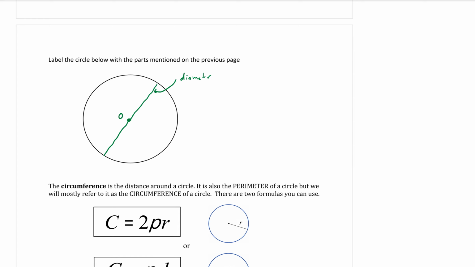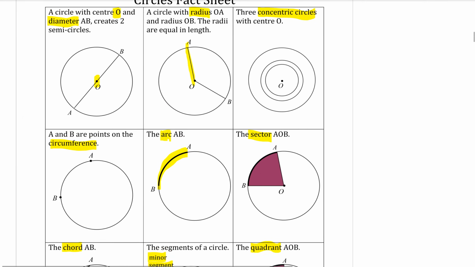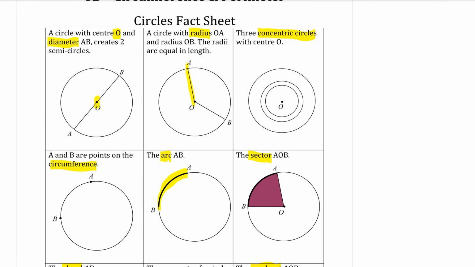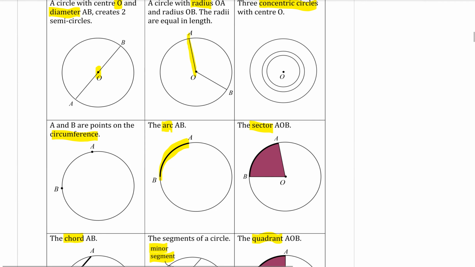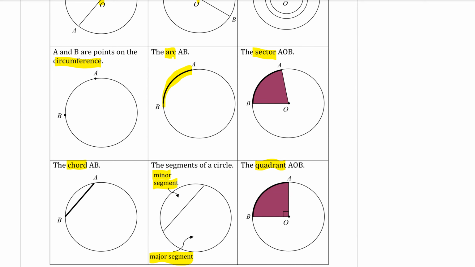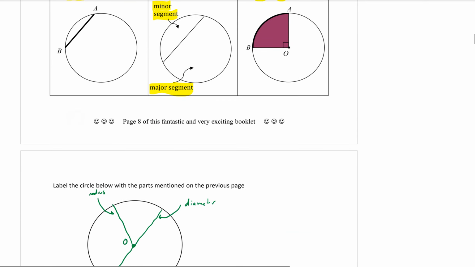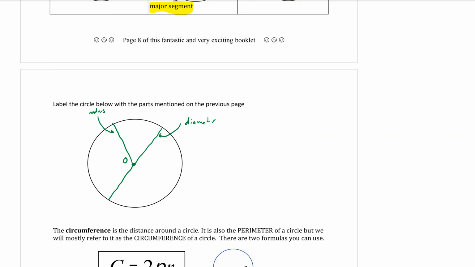Okay, then we had a radius, which is just from the center out to the edge. We had, let's have a look back up here. What else did we need to do? Done the diameter, done the radius. I'm not going to do the concentric circles as we only have one circle in our one. Circumference is the whole way around. Let's do an arc though. So an arc would be from here to here, just the length of that part of the circle. That's an arc.